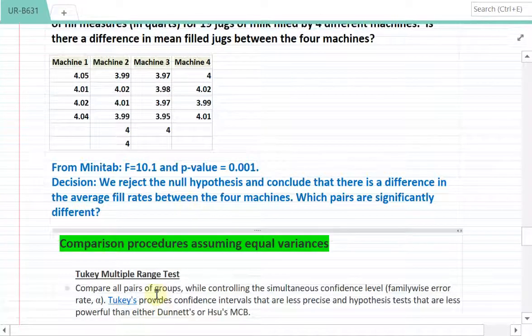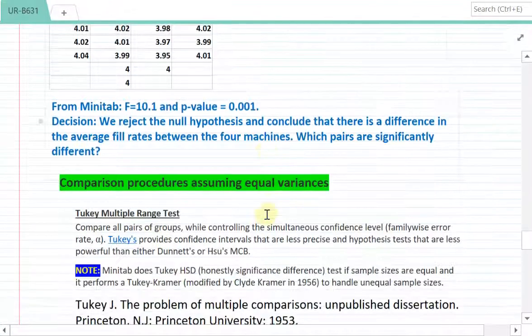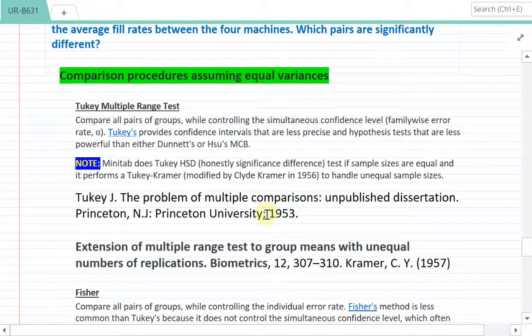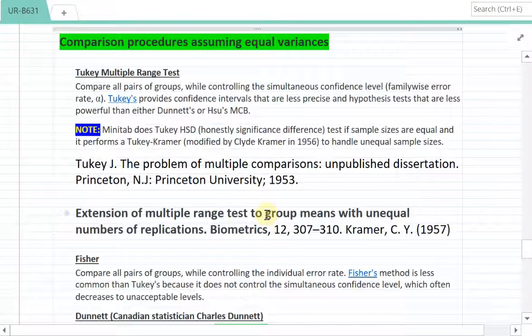And here I have the list for you. These are the things that Minitab actually does. It does the multiple range test, and there is a description of what it's doing here. With multiple range test, Tukey. This is also known as Tukey HSD, which stands for an acronym for honestly significant difference. That's what he called it.